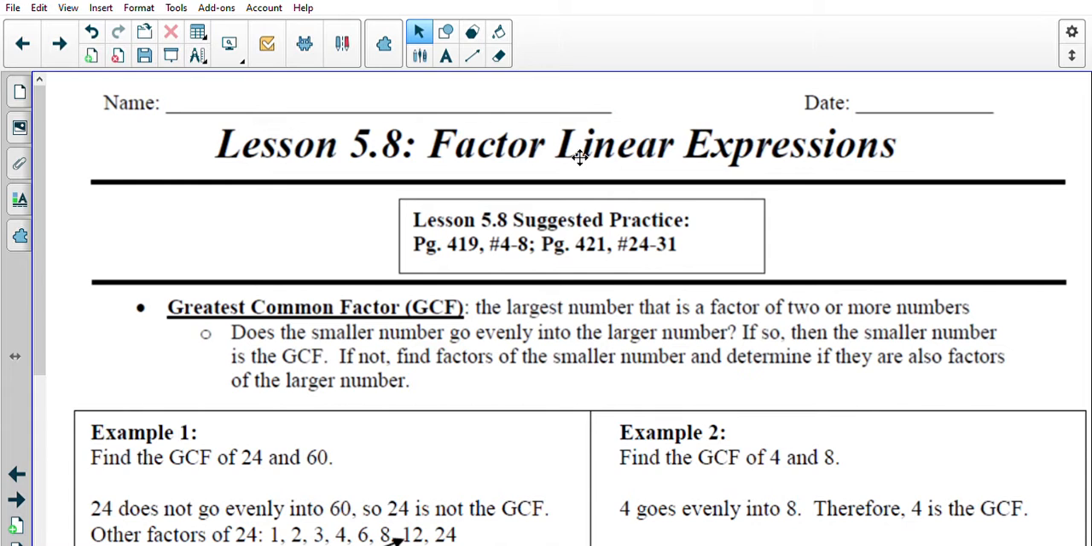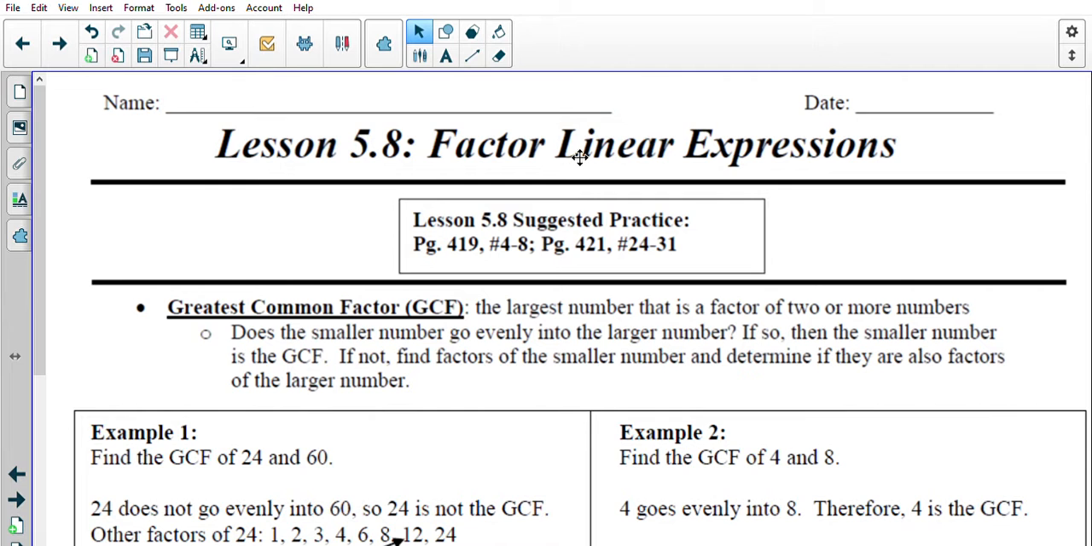This video is going to come from the lesson 5.8 guided notes. So please make sure you have those notes in front of you and you're copying the work down as we go through these problems. This is only going to focus on the first part of this lesson, which won't be on your mid-unit quiz, but will be on your unit test. And that's going to be identifying the greatest common factor, or GCF, for a pair or 3 or 4 numbers.